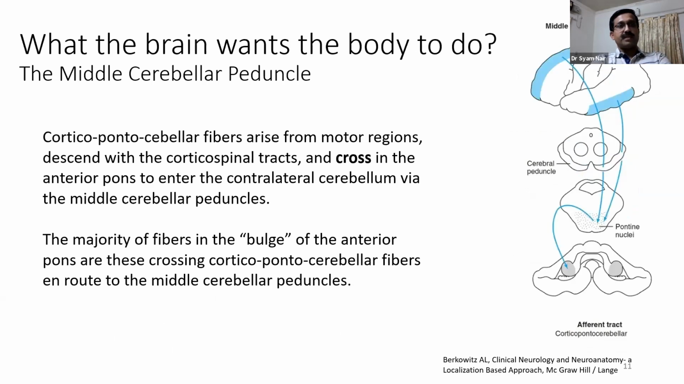This carries information as to what the brain wants the body to do. That is, corticopontocerebellar fibers arise from motor regions, descend with the corticospinal tracts, and cross in the anterior pons to enter the contralateral cerebellum via the middle cerebellar peduncle. The majority of fibers in the bulge of the anterior pons are those crossing corticopontocerebellar fibers en route to the middle cerebellar peduncle. So, information from the opposite cerebral cortex reaches the cerebellar hemisphere through the corticopontocerebellar tract, which crosses in the pons.